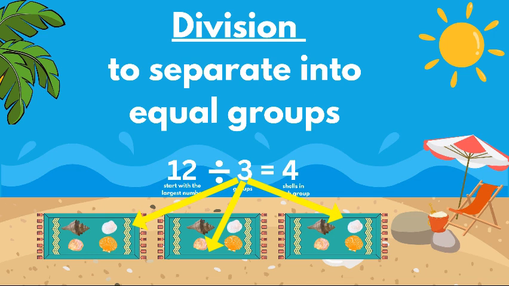I made 3 groups. That's why I have 3 beach towels. Finally, I'm going to share the shells with each beach towel, making sure that each beach towel has the same amount of shells. In this case, each blanket has 4 shells. Therefore, 12 divided by 3 equals 4.